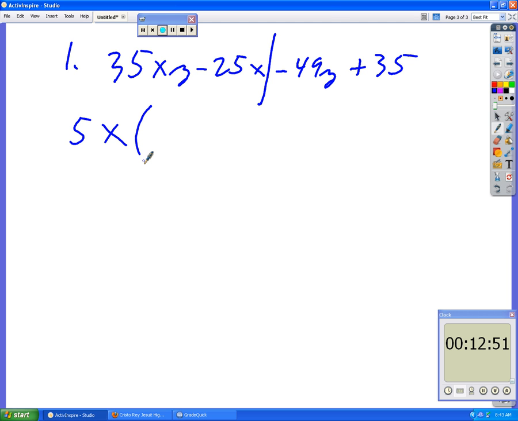So take 5 out of 35. What do we get? We're dividing, 7. And I have a y here. The x's go here. The y goes here. When I take 5x out of here, the x is gone and the 5 is gone. It'll be 7y minus. Take 5x out of here. What's left? 5. Parenthesis. Now we did the first half. Now go to the second half.